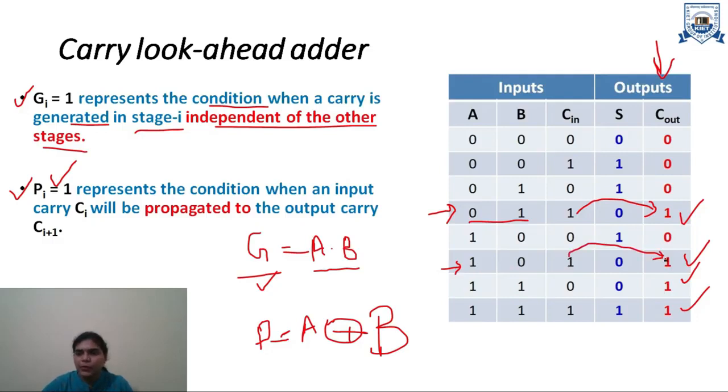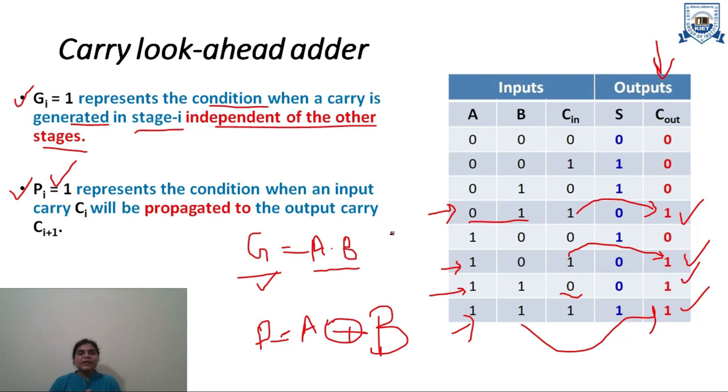Carry will go to the output. In the next stage, here G will be 1 because 1 into 1 will be 1. So carry generated. Here carry will generate. As you can see, input carry was 0, but due to the inputs, the carry will be generated. Next, here G equals 1, so it will generate a carry. So carry will be generated here.